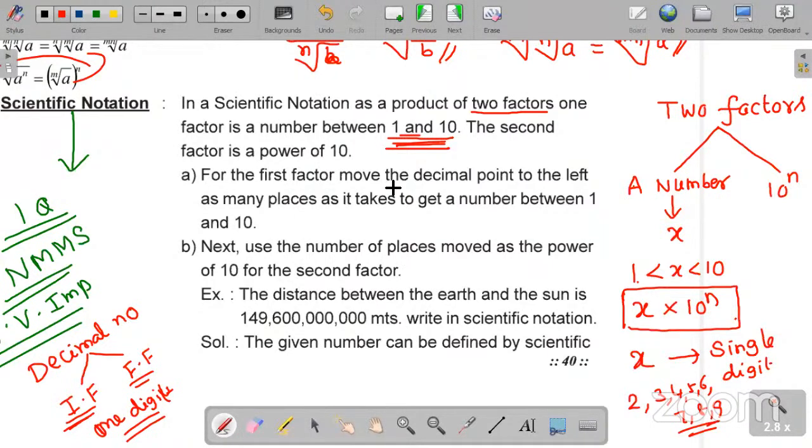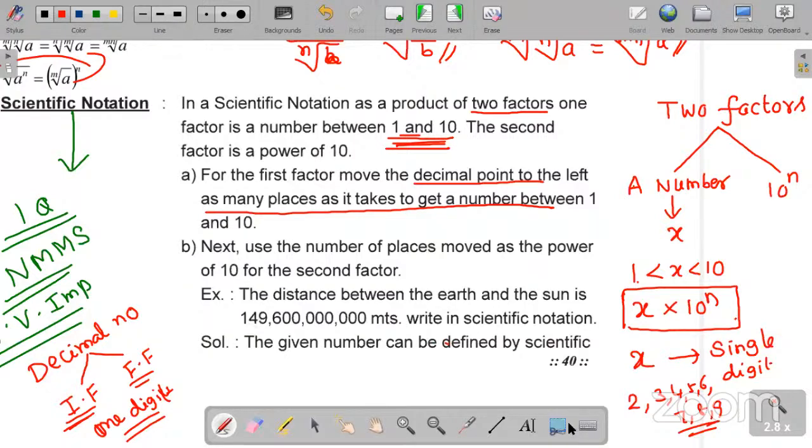For the first factor, move the decimal point to the left as many places as it takes to get a number between 1 and 10. Next, use the number of places moved as the power of 10 in the second factor. For example, the distance between the earth and the sun is 149600000000. We cannot read it easily, but we can express it in scientific notation.